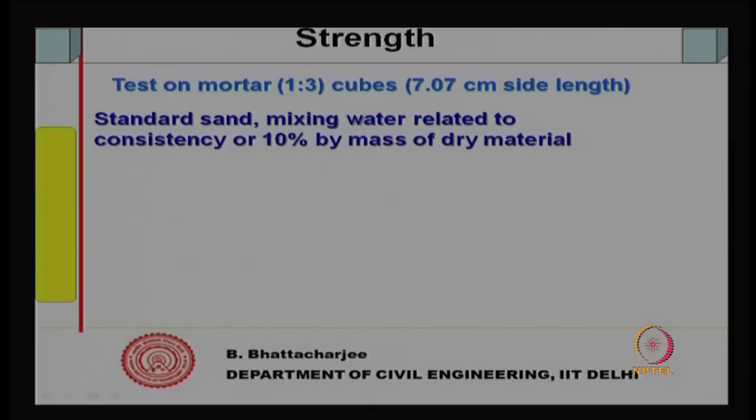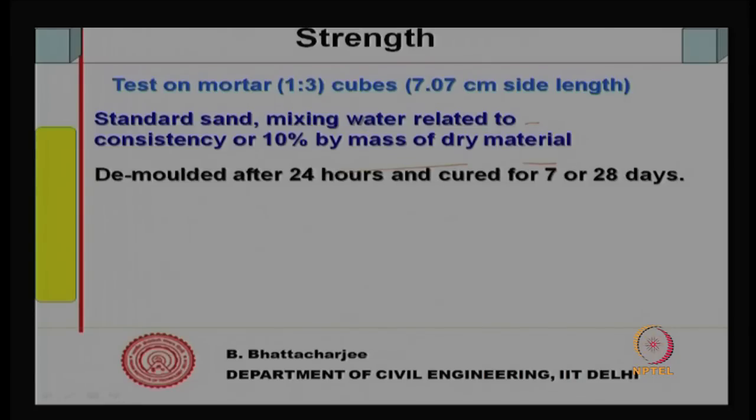Mixing water is related to consistency by a formula, or 10% by mass of total dry material, cement and sand, or in some codes it is related to P, the standard consistency, right.